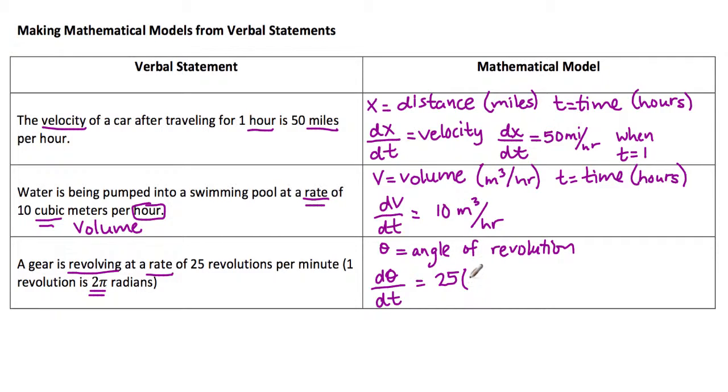And in this case, that's equal to 25 revolutions. And now a single revolution we see is 2 pi. And the units here would be radians, because we're talking about radians when we're using 2 pi. So it's 25 times 2 pi radians per, and then time in this case is minutes, so radians per minute.